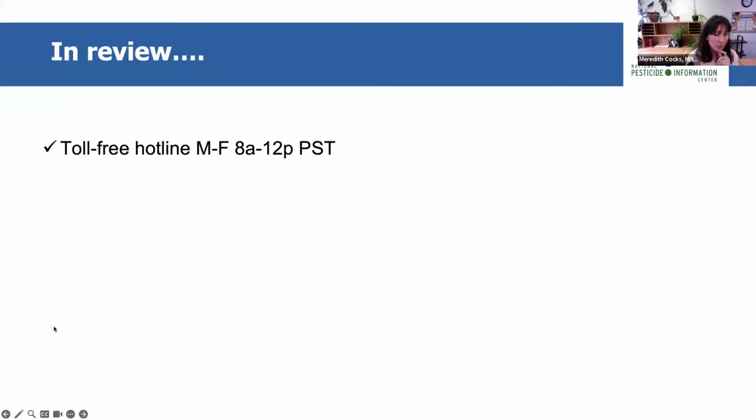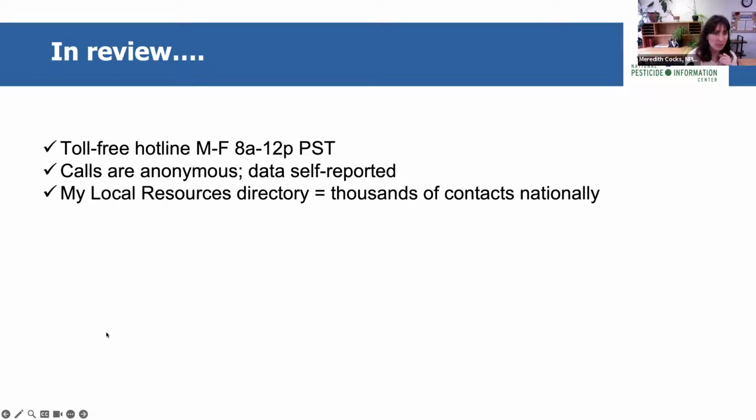So NPIC operates a toll-free hotline. All calls to our hotline are anonymous. The data is self-reported, but we do our best to accurately record the information that people report to us. Our website maintains a My Local Resources directory that has thousands of relevant pesticide resource contacts nationally.